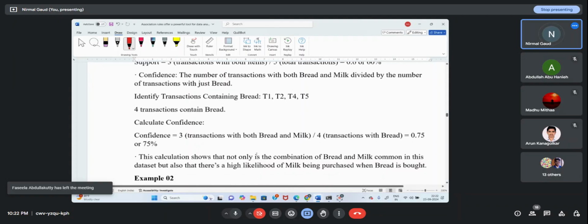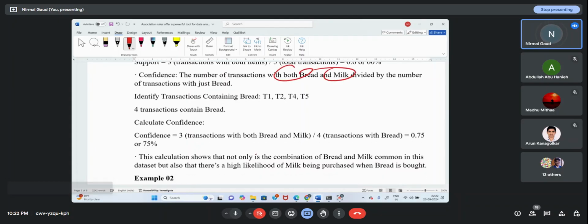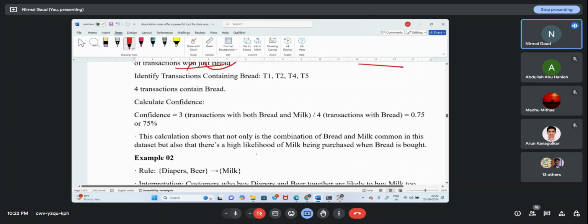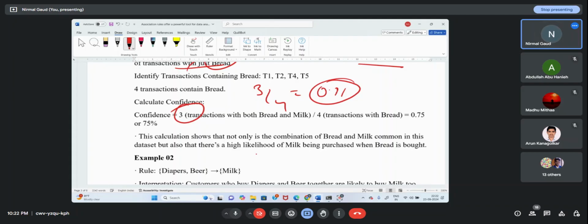Confidence is the number of transactions with both bread and milk divided by the number of transactions of bread. So how many times did bread appear? For example, bread appeared 4 times in total, and 3 times these two came together, bread and milk. So 3 by 4, the answer is 0.75. This is the confidence. That means if I'm purchasing milk, there is a 75% chance that I'm going to purchase bread also. This is called confidence.